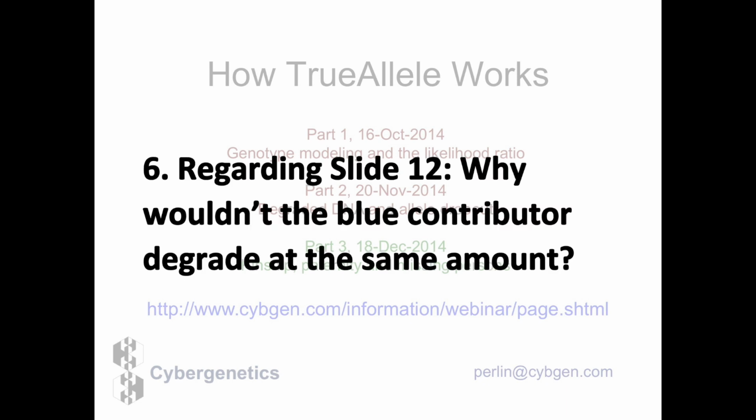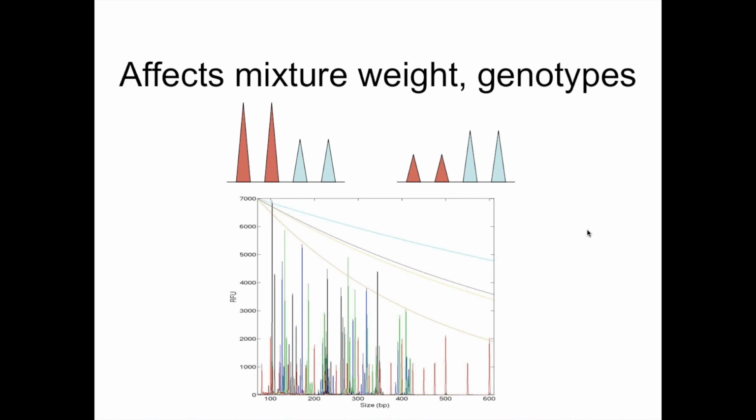And the question is, regarding slide 12, why wouldn't the blue contributor degrade at the same rate? And the answer is because it doesn't a lot of the time. Different contributors may be subjected to different environments. They may be present on an article of clothing or on some substrate for different lengths of time and undergo different amounts of degradation. If the amount of degradation is pretty much the same, then accounting for degraded DNA is not going to have much of an impact at a particular locus. That's more of a preferential amplification issue.